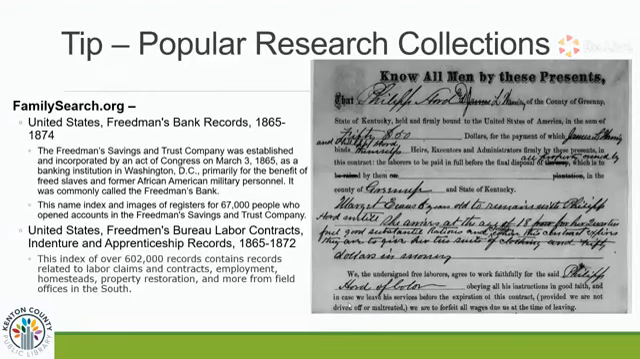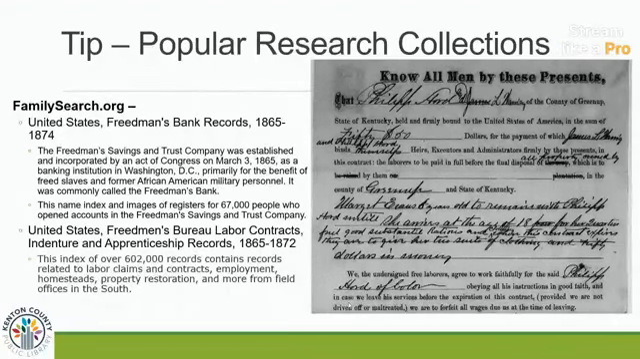You just want to go through that index on FamilySearch and search for the name of the person you're looking for. For the labor contracts records, there are over 602,000 entries on FamilySearch, and they cover most of the American South, Kentucky included. And a lot of the records, as you browse through them, have to do with newly freed African Americans entering into labor contracts.